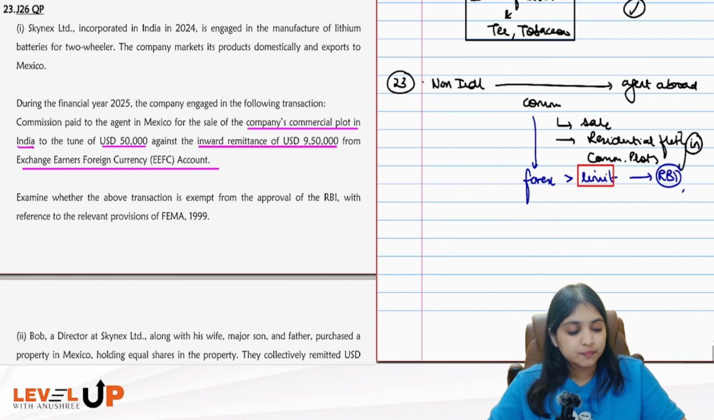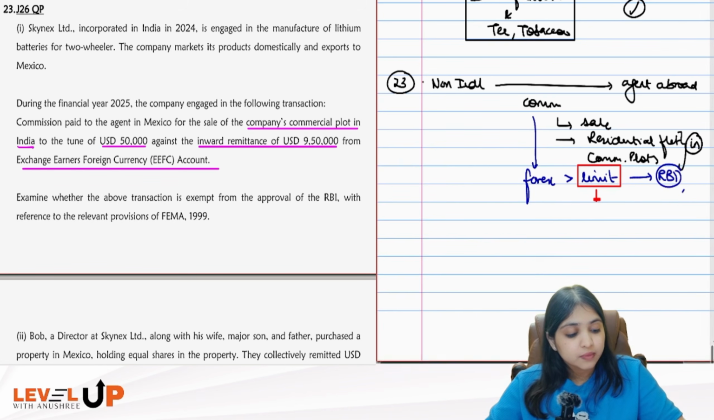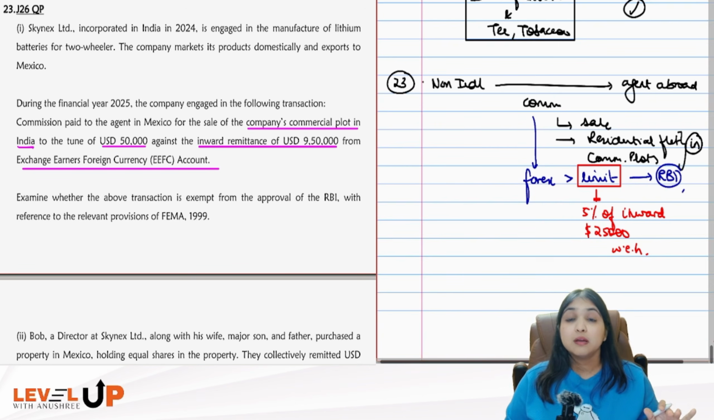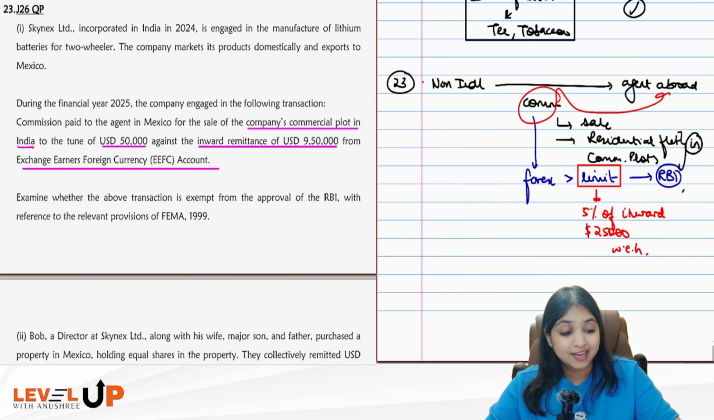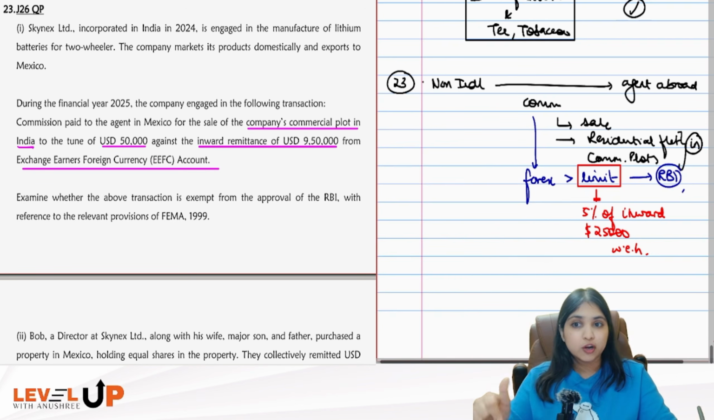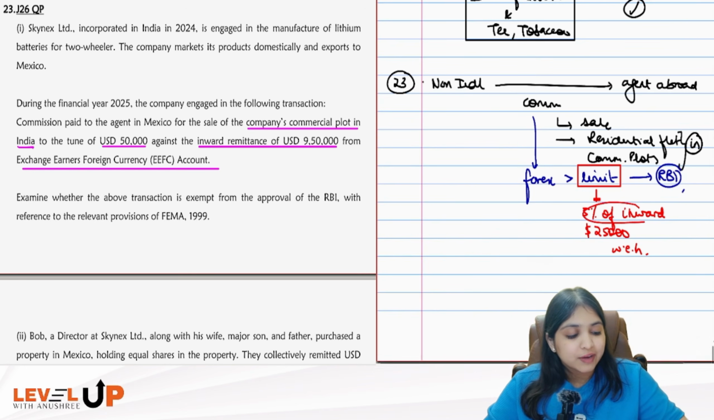Now comes the question, what is the limit? The limit depends upon the inward remittance. We will see what is the inward remittance. 5% of the inward remittance or $25,000, whichever is higher, this will be the maximum limit. So if we are paying commission to an agent abroad for sale of residential flats or commercial plots in India, and for payment of this commission, if you are drawing foreign exchange, which is more than this limit, then we require RBI approval. What is the limit? 5% of the inward remittance or $25,000, whichever is higher.